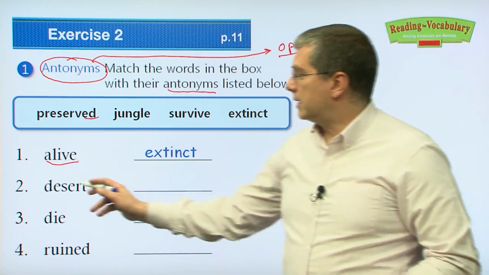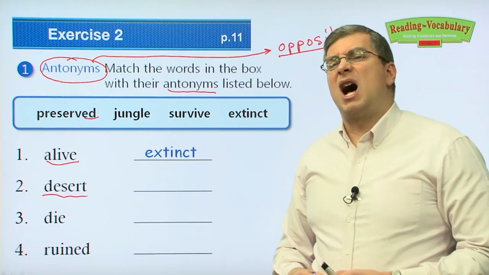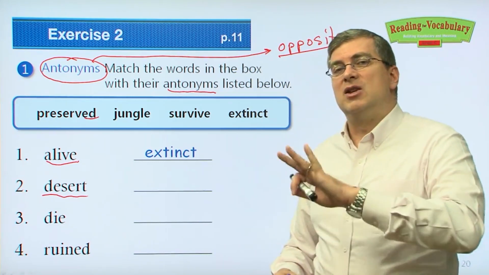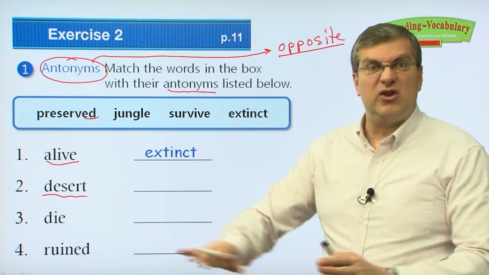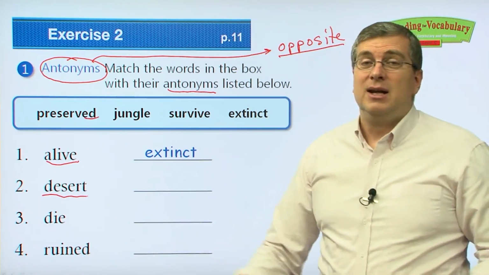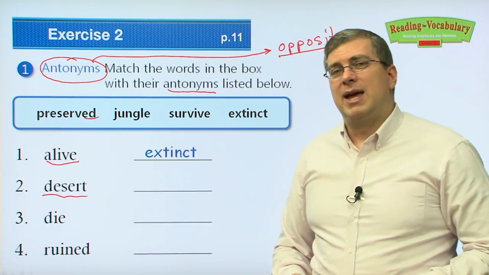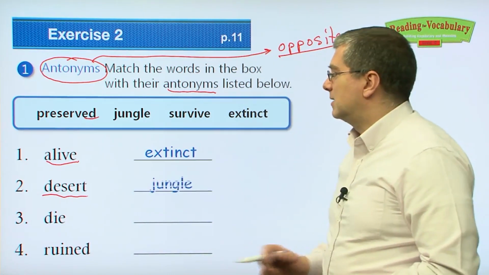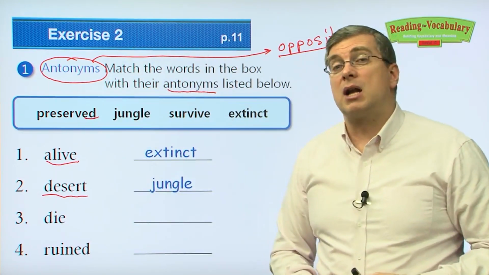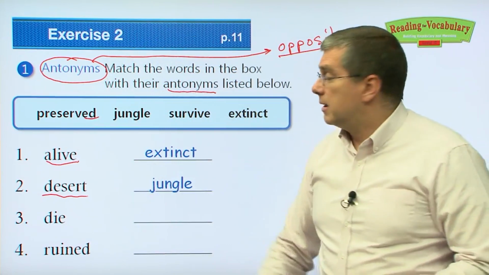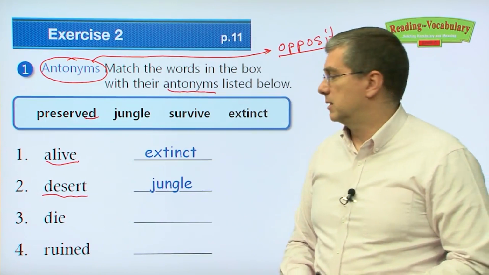Okay. Next one, desert. What is a desert? A desert is a hot place, but it has no plants. No plants grow in a desert. It's just dirt or just sand. So what's the opposite of a desert? We could say it's a jungle, because a jungle has many, many plants. There's a lot of water in the jungle. There is no water in the desert, or very little water in the desert.